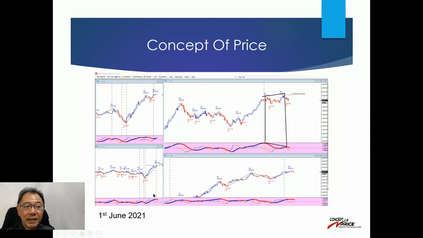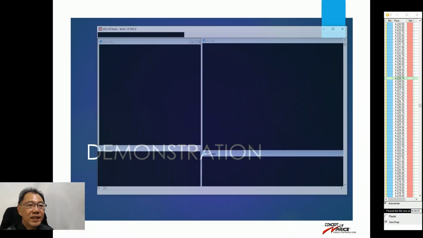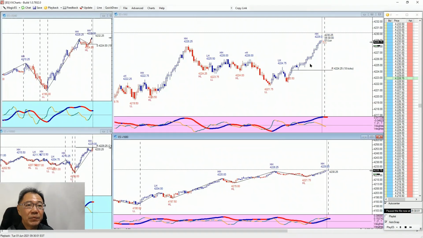This particular entry on GTR was a trade that I took on the 1st of June this year, 2021. Later on I'm going to give you a demonstration on this particular setup itself, this particular entry which I did on this day. So without further ado, let's go to the demonstration. I'm going to bring up the chart here, the charting software that we use.